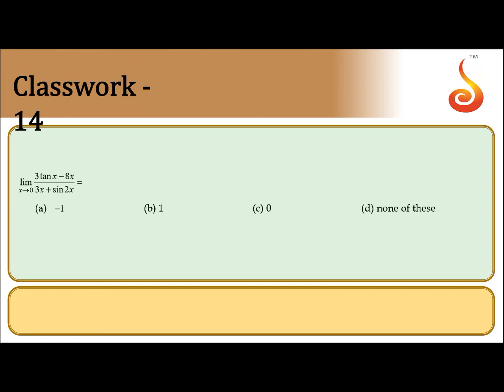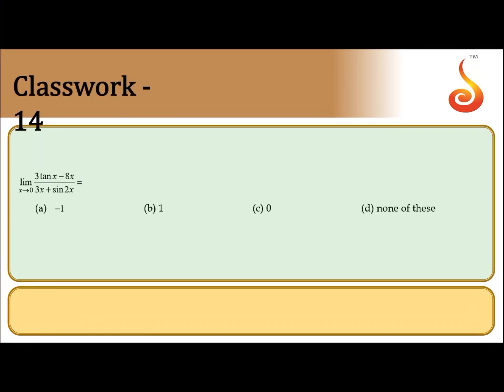14th one. As I told you, when sine and tan, you can replace by corresponding angles. This can be replaced as 3 tan x, nothing but 3x, minus 8x divided by 3x plus 2x. 3 minus 8 is minus 5x divided by 5x. Cancellation gives us answer minus 1. So the answer is equal to minus 1.